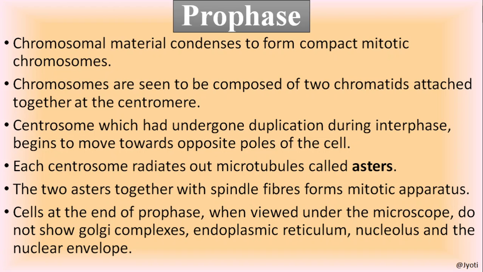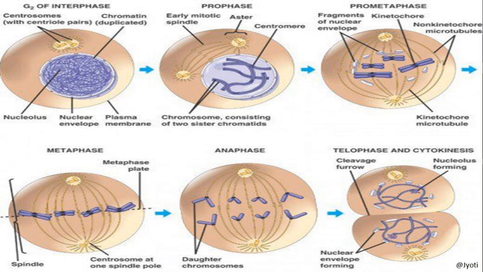Very, very important. And what is the difference between aster and the spindle fiber? Asters are the radiating microtubules from the centrosome. And what are the spindle fibers? Spindle fibers are also the microtubules which connect the two centrosomes. And at the end of the prophase, in the cytoplasm, the Golgi complex, endoplasmic reticulum, nucleolus and nuclear envelope are not visible. Let us see it pictorially.